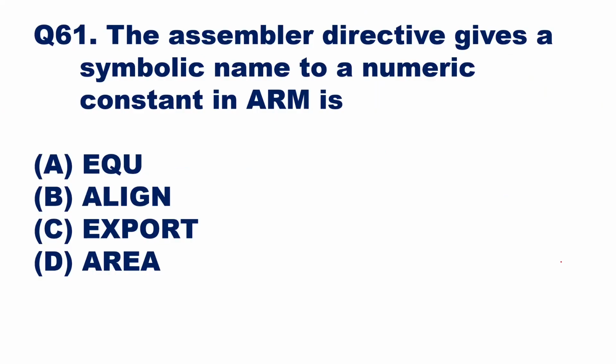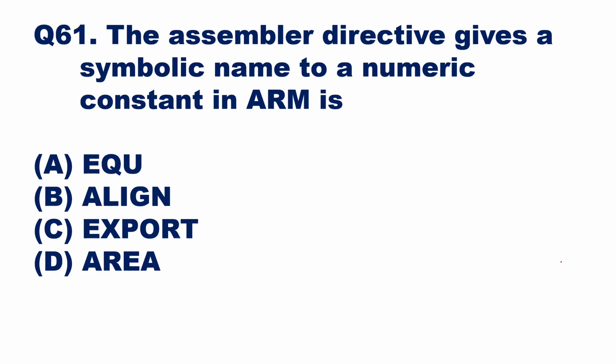Question number 61. The assembler directive gives a symbolic name to a numeric constant in ARM is. Options are A: EQU, option B: ALIGN, option C: EXPORT, option D: AREA. Now we know that assembler directives are ones which give direction to the assembler. They are not like instructions. They are assembler directives. Now, the assembler directive which gives a symbolic name to a numeric constant.